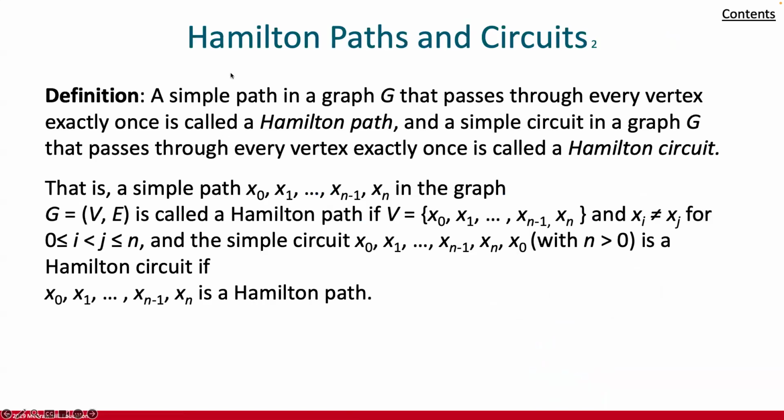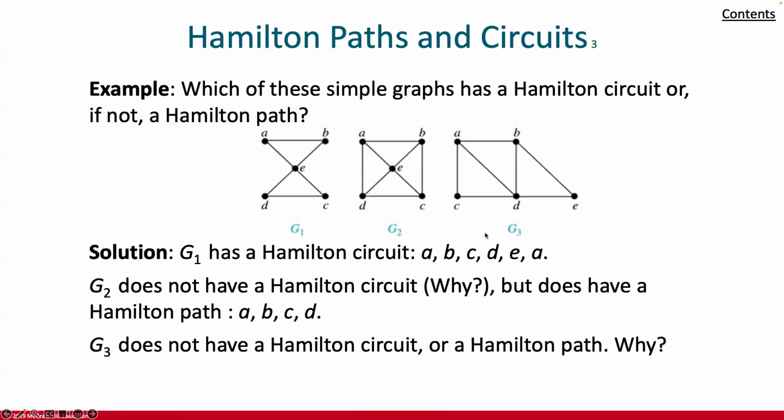Here is a definition: a simple path in a graph G that passes through every vertex exactly once is called a Hamiltonian path, and a simple circuit in graph G that passes through every vertex exactly once is called a Hamiltonian circuit. So a Hamiltonian path and a Hamiltonian circuit. So we're defining 2 things there.